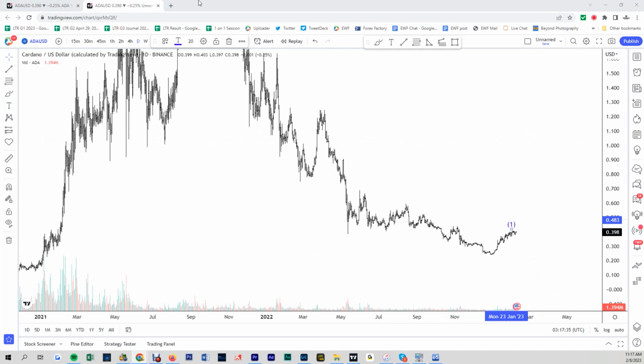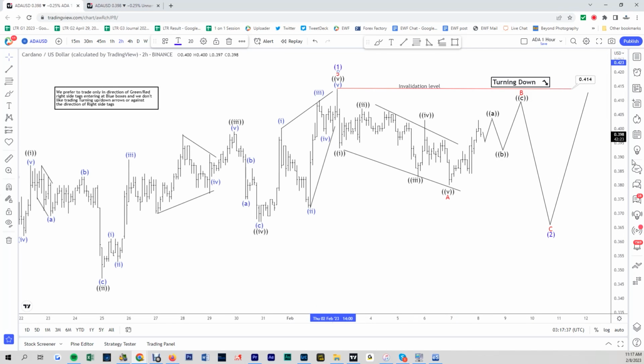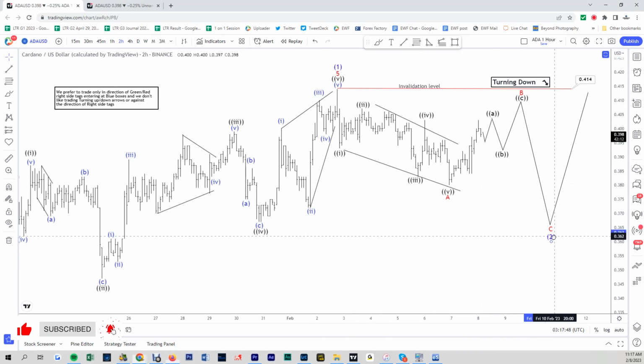All right, so for now we're looking for further downside while it stays below 0.414 over here.